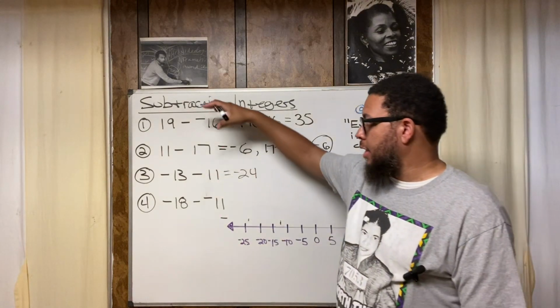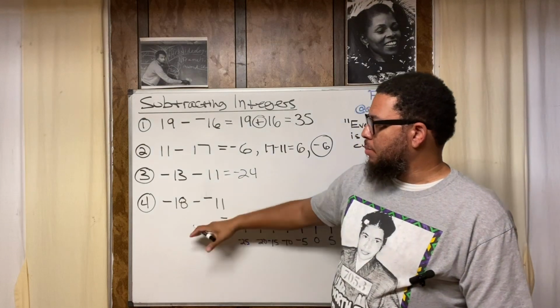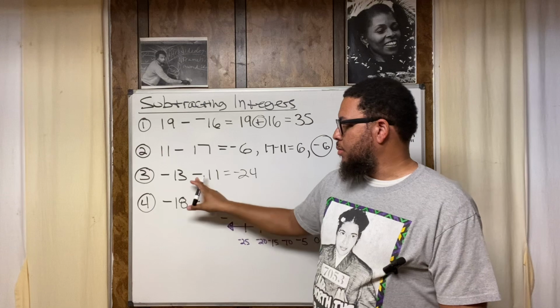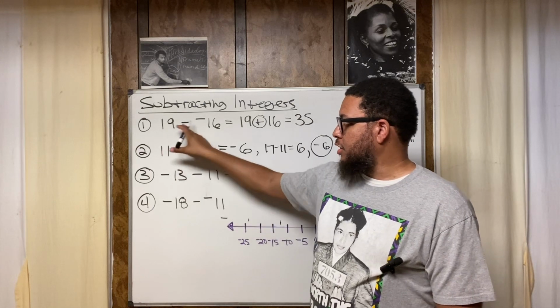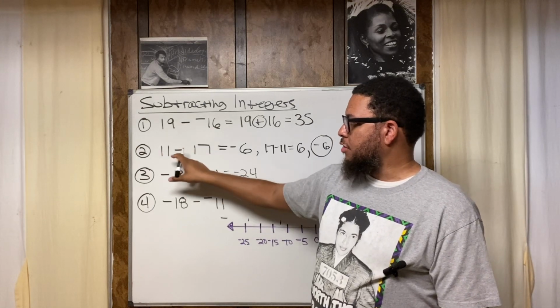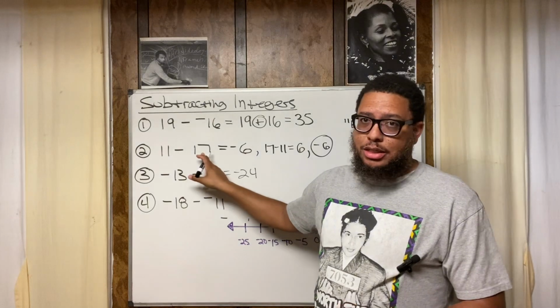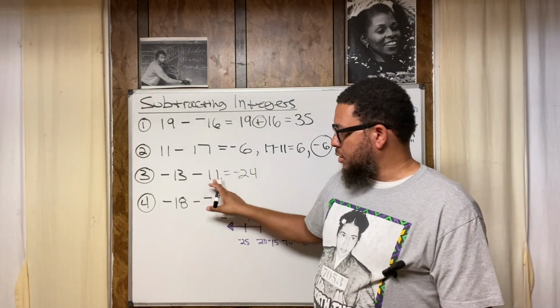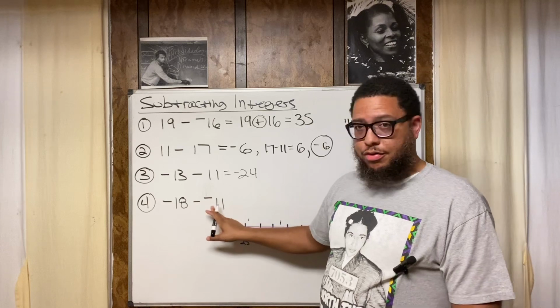So like I said, these are the only 3 possible scenarios or ways in which subtraction problems will be set up. Positive minus a negative. Positive minus a positive, because technically that is a positive. This is positive 17, right? Negative minus a positive. Negative minus a negative.